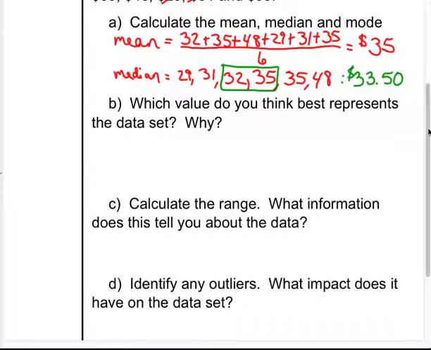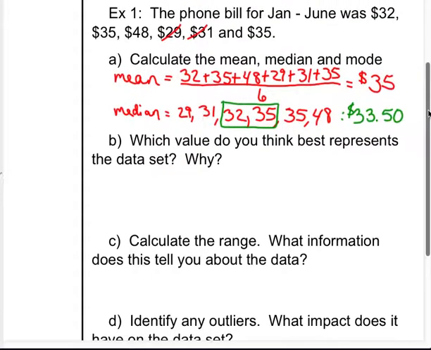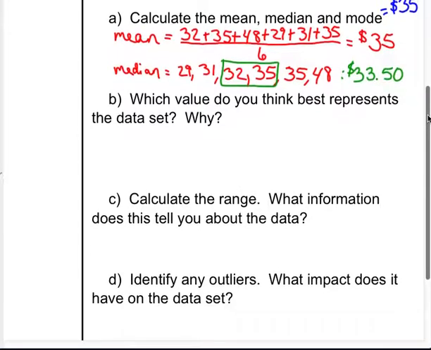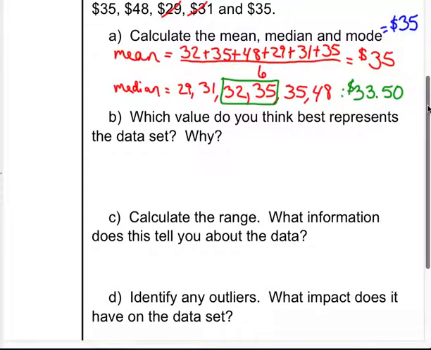And then finally, the mode is the number that occurs most often. So the mode of our data set is 35. We had two bills that were both $35 each. So now we're going to take a look at which value do we think best represents the data set and why. Now remember, the mode isn't exactly a measure of center. We do have two data values, the mean and the mode, that are both $35, and the median is $33.50.